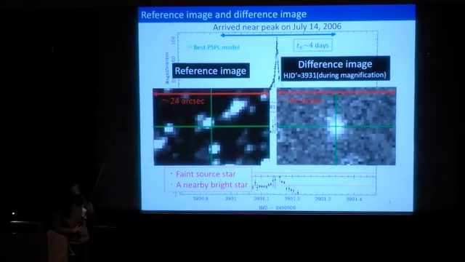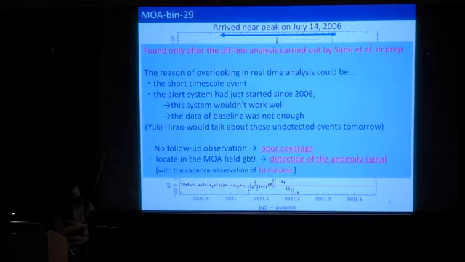The MOA data is reduced by the difference image analysis pipeline, the DIA pipeline. Here is the reference image around the event and the difference image during its magnification. The green cross shows the position of this event. As you can see in the reference image, the source star is faint, and there is a nearby bright star to the upper left of the event. As a feature of this event, it was not found in real-time analysis, but only after the offline analysis conducted by Sumi-san.